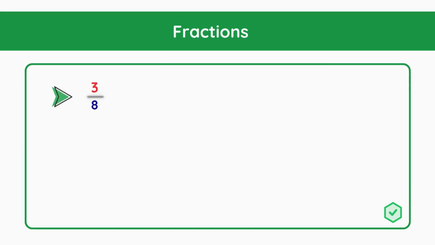Let's try 3/8 take away 1/3. The bottoms are 8 and 3 and they don't match, so we have to make them match first, just like we did with adding. We need a number that both 8 and 3 go into. The smallest one is 24, so we turn both fractions into something over 24.